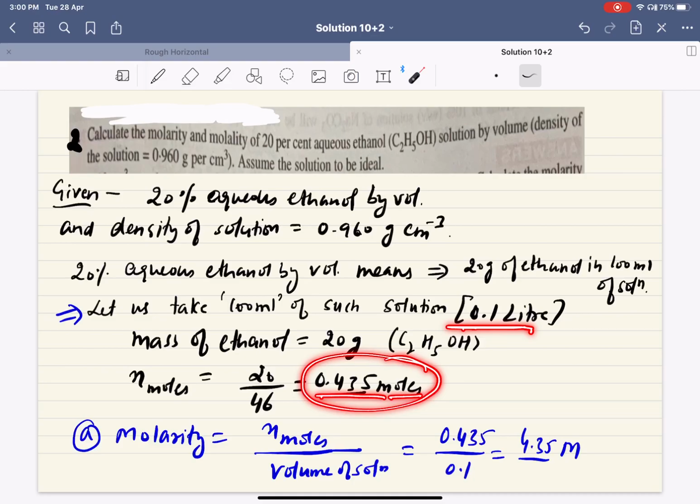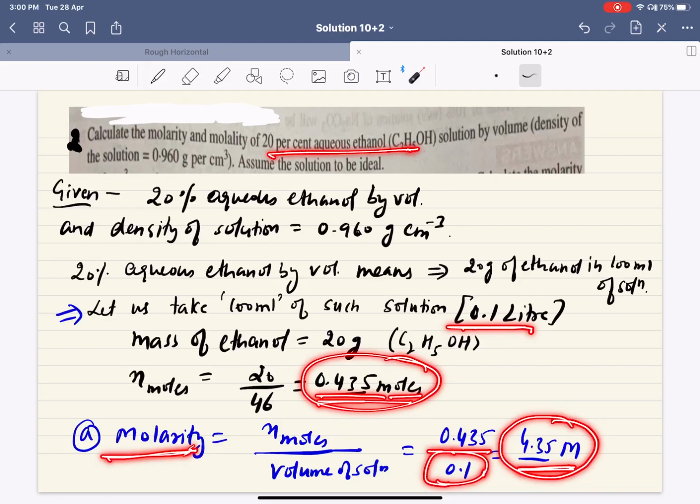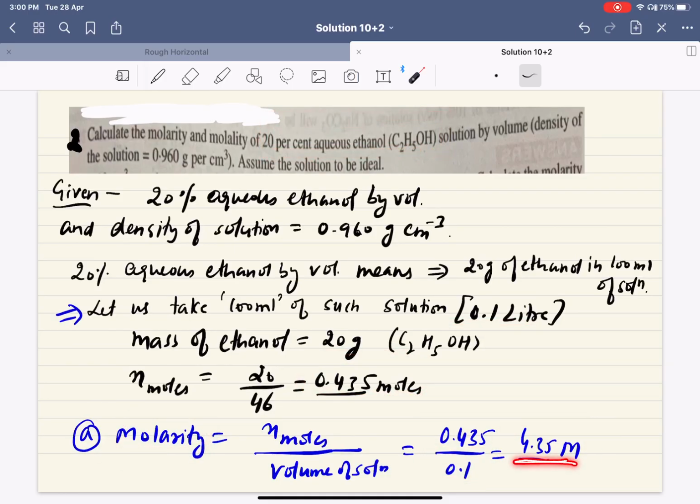So what will the molarity be? 0.435 moles divided by volume of solution, that is equal to 0.1. This comes out to be 4.35 molar. Okay, so this is the molarity of the aqueous solution. Means if you want to express concentration of this solution in terms of molarity, that will be equal to 4.35 molar.